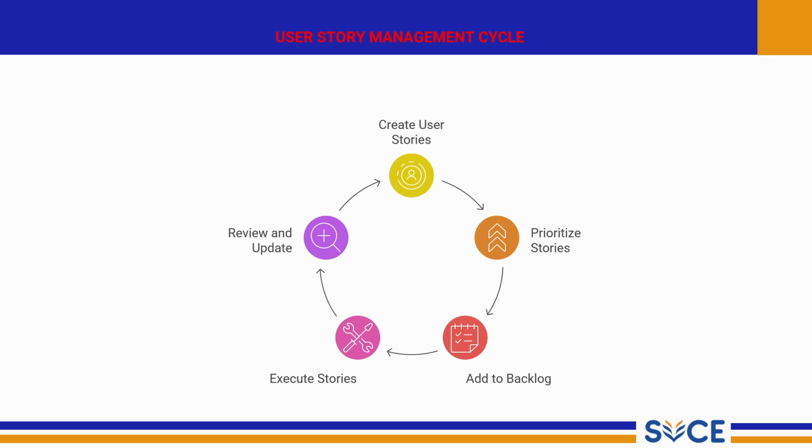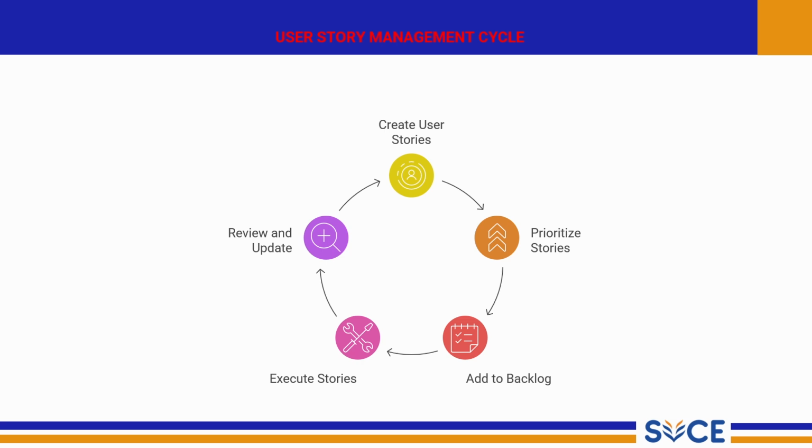We start by creating user stories, then we review and update them based on the stakeholders' feedback. Next, we prioritize which stories deliver the most value, execute them during sprints, and finally add new stories to the backlog as needs emerge. It is an ongoing process that keeps the product closely aligned with the user expectations. Agile is not just about the process, it is also about technical excellence.